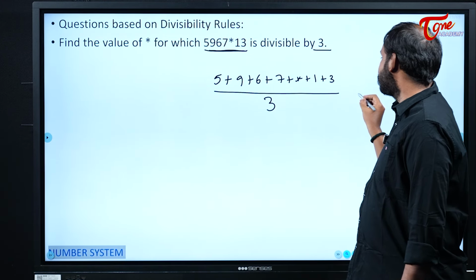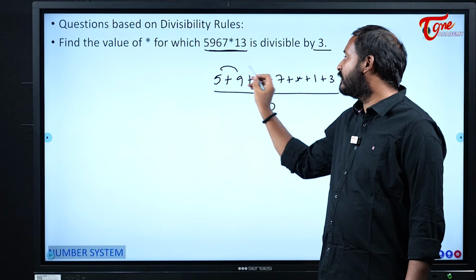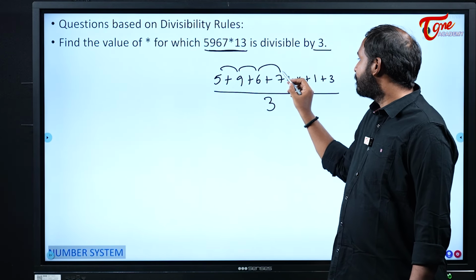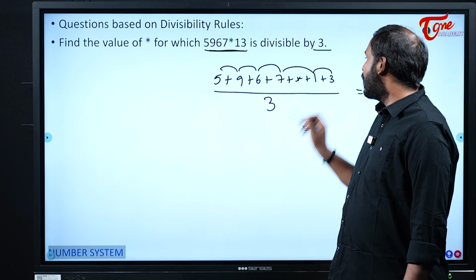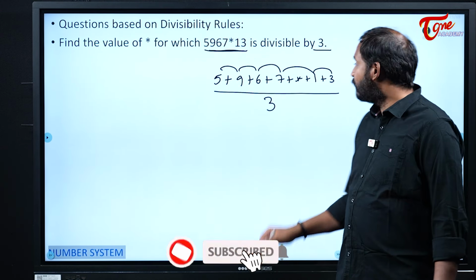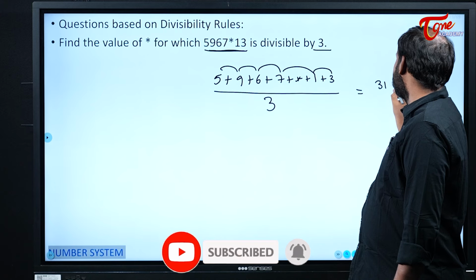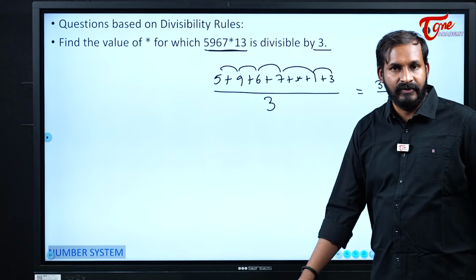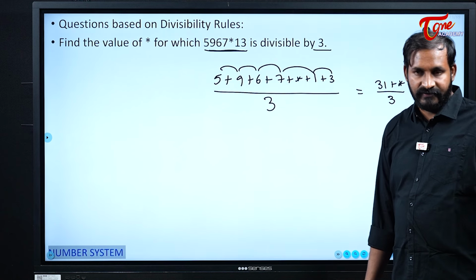Now, what is the sum I will get here? 5 plus 9, it is 14. 14 plus 6, it is 20. 27, 28 and 31. So, now I have 31 plus star divisible by 3. 31 plus star should be divisible by 3.